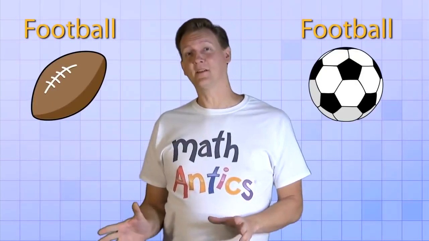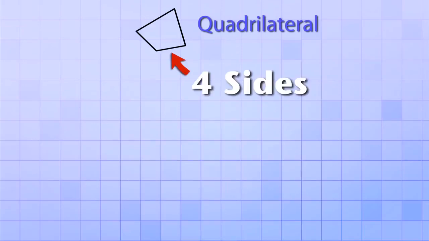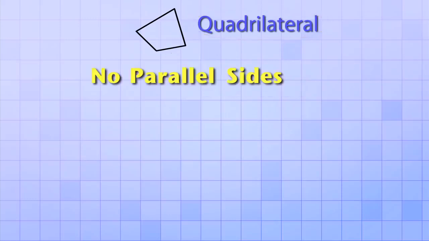But to keep things clear at Mathematics, we're not going to call a quadrilateral that has no parallel sides a trapezium. We don't think it needs a special name. So we're just going to call it a quadrilateral. So to summarize, any polygon that has exactly 4 sides is called a quadrilateral. And if it has no parallel sides, we still just call it a quadrilateral.